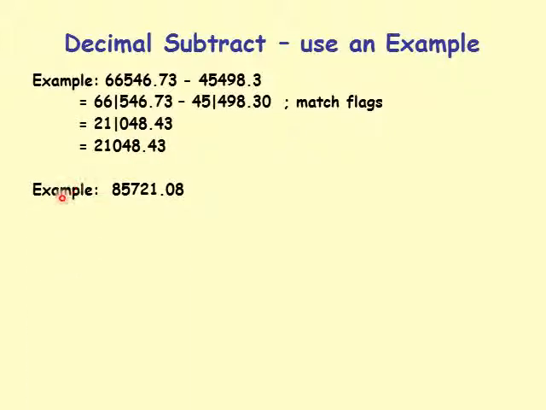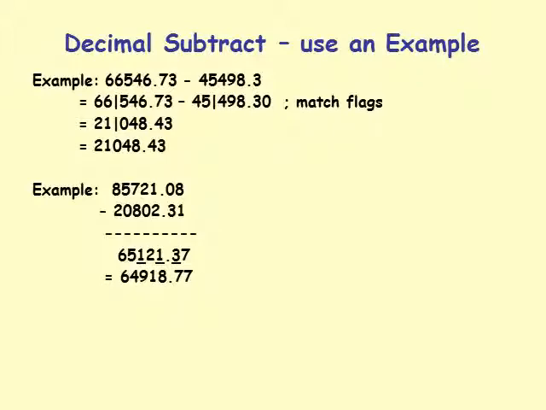Let's continue. Example: 85721 decimal 08, and we're going to subtract 20802 decimal 31. Now we can subtract. We say 8 minus 2 is 6, 5 minus 0 is 5, 7 minus 8 is negative 1, 2 minus 0 is 2, 1 minus 2 is negative 1, and 0 minus 3 is negative 3, and 8 minus 1 is 7. Now we have negative numbers here and here and here. Okay, let's resolve the negative numbers and see what comes up.